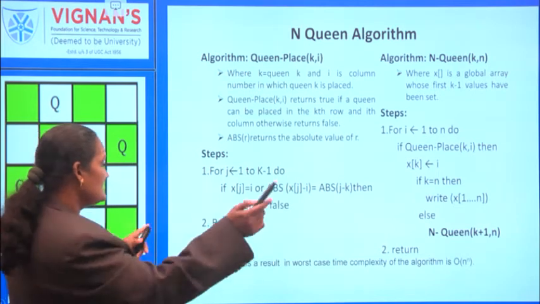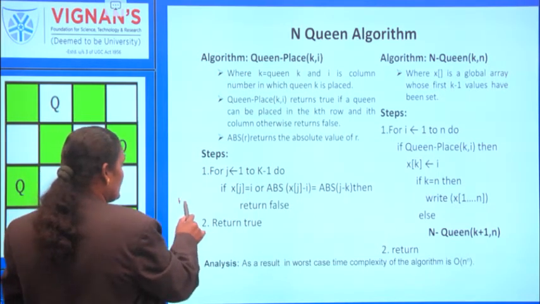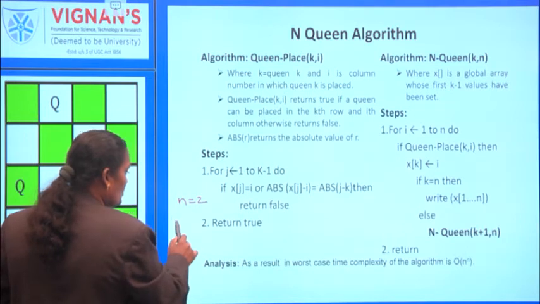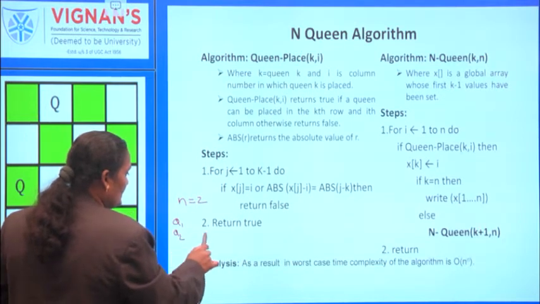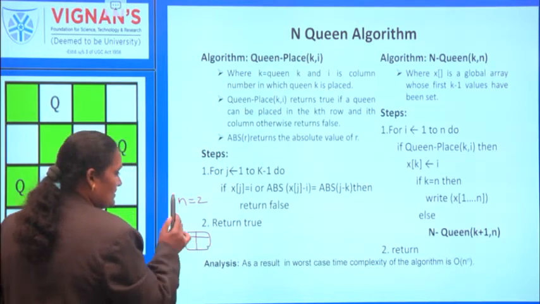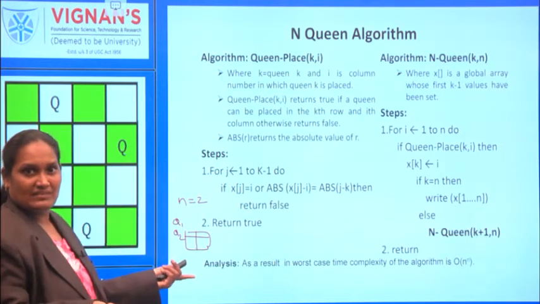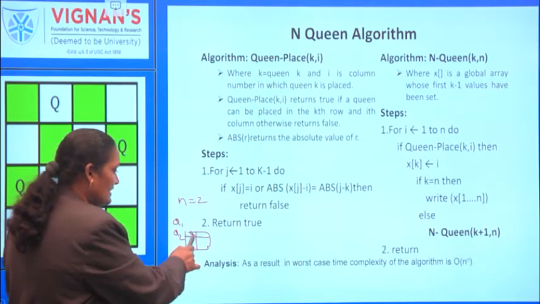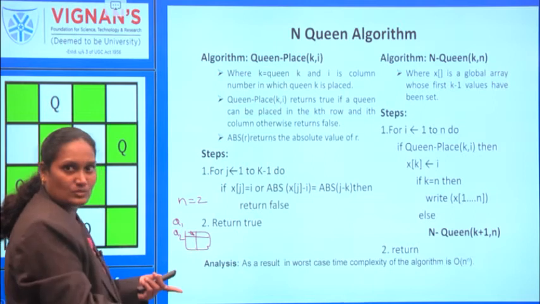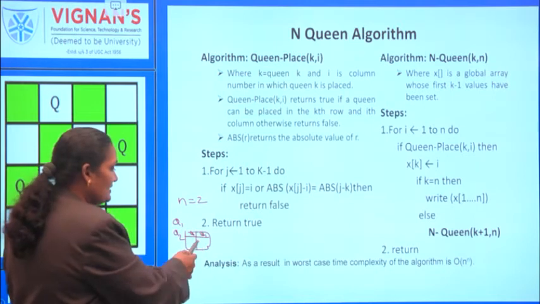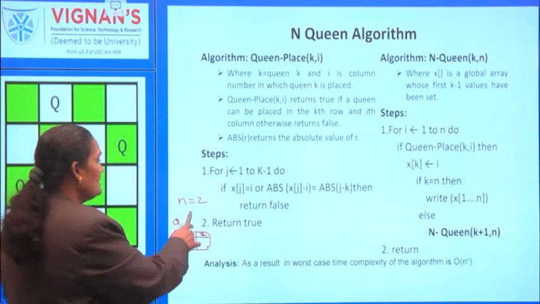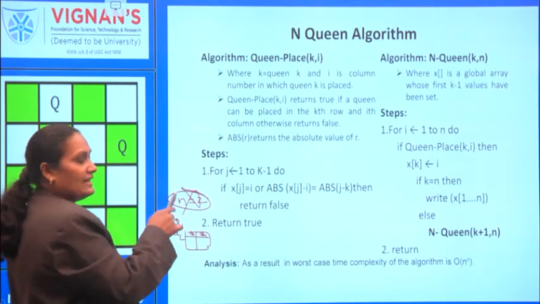Now why did we not get solutions for n equal to 2? 2 queens q1 and q2, a 2 by 2 chessboard will be given. Anywhere you place the queen, suppose you place queen 1 here, there is no place for queen 2. If you place queen 1 here, there is no place for queen 2. So that's why there is no solution for n equal to 2.